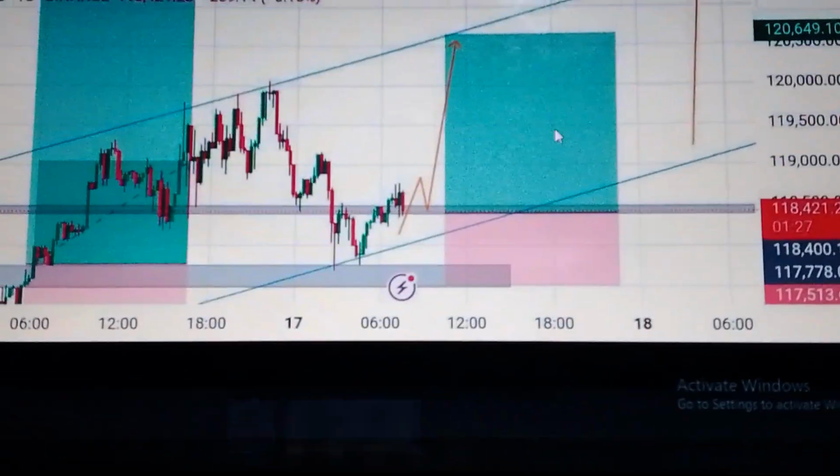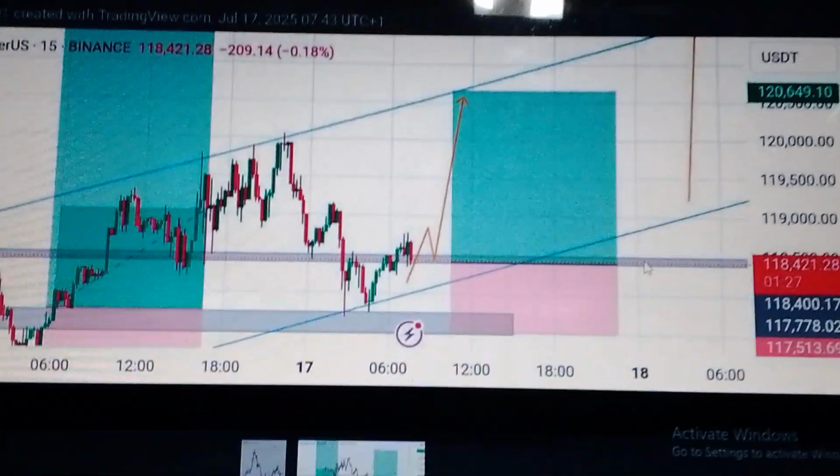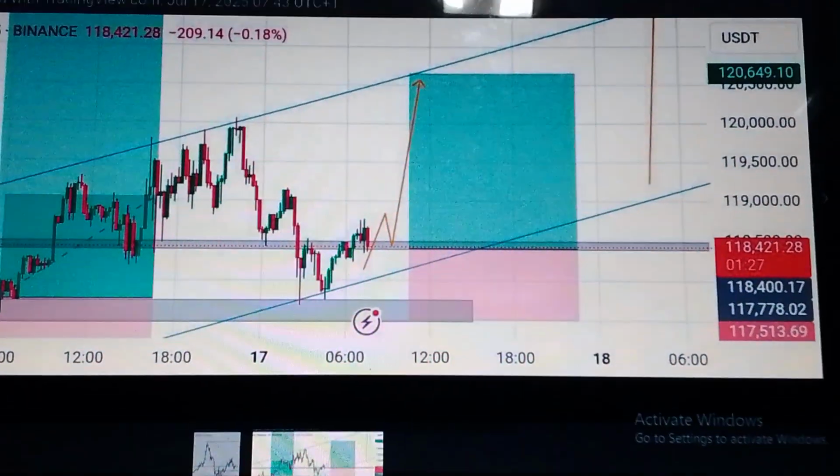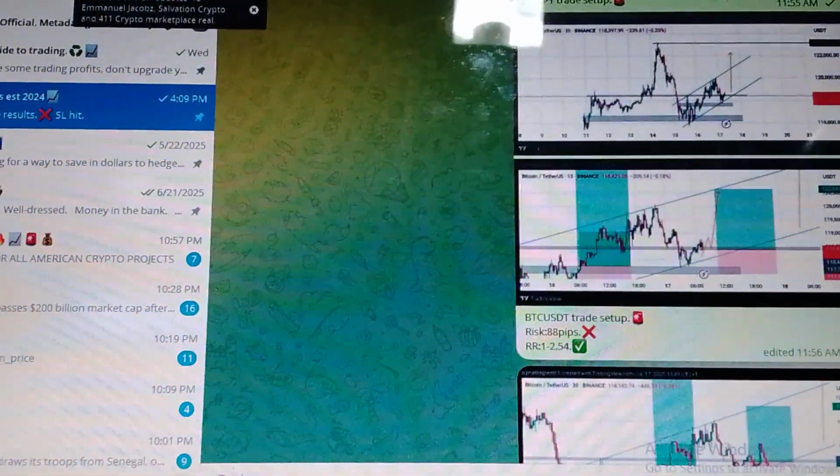So this could have been a trade where I would have hit our TP, but it hit a loss. So that should not be a problem. As long as we learn from it, it shouldn't be a problem.